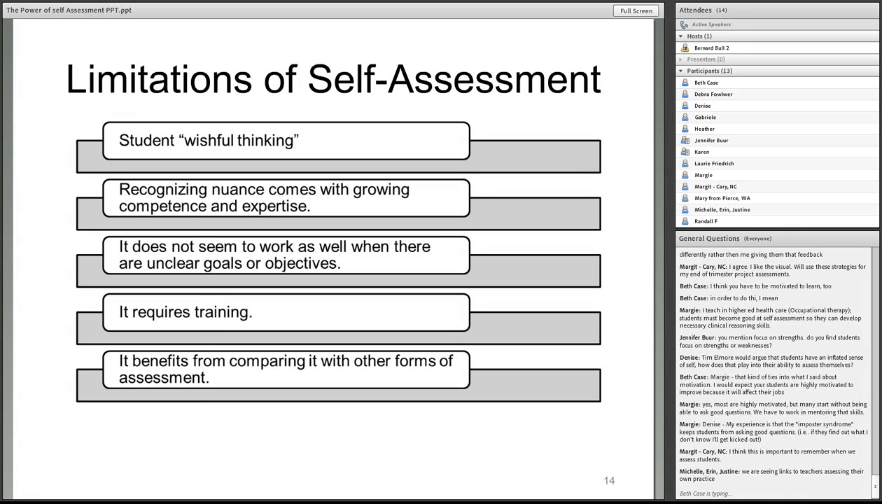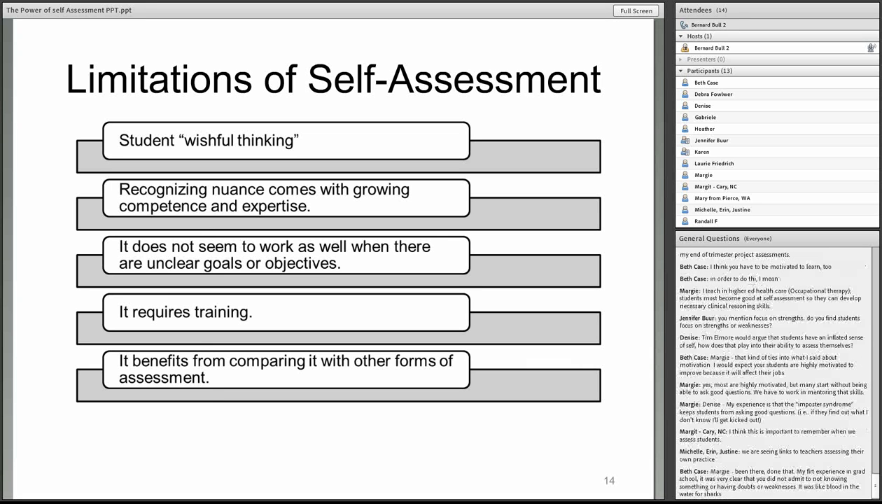Third is that it does not seem to work as well when you have really unclear goals or objectives, because the assessment is so broad, it can be scattered, and it doesn't give one a sense of direction on, well, where do I go from here? They can reflect a lot, but how does that reflection help them achieve a given goal?